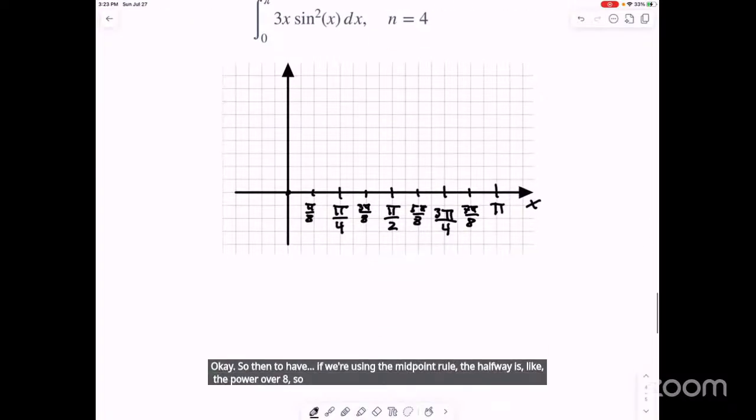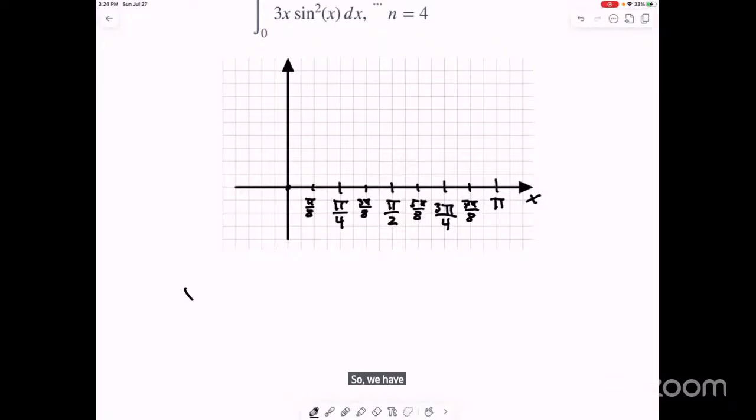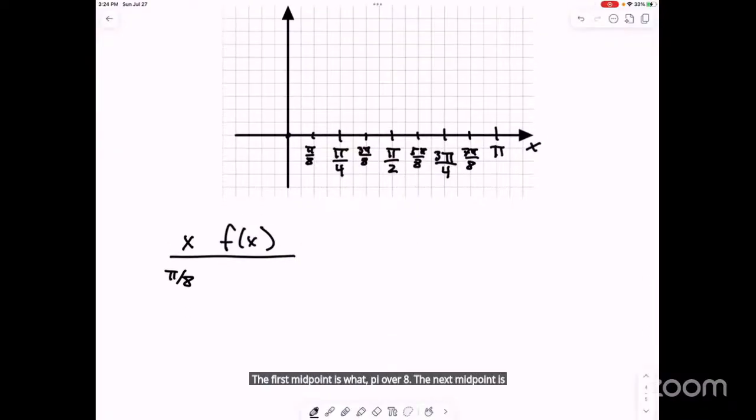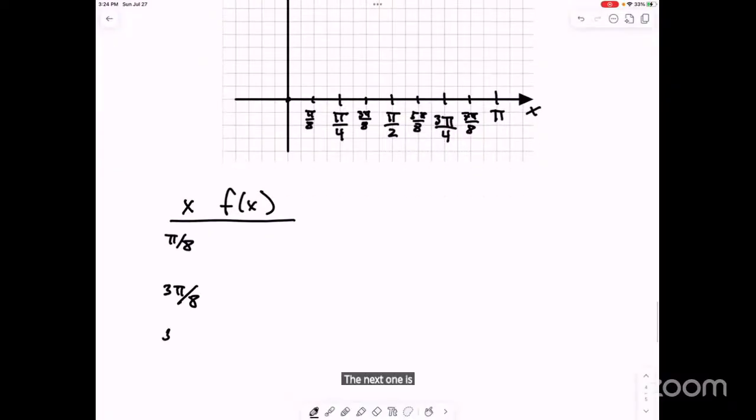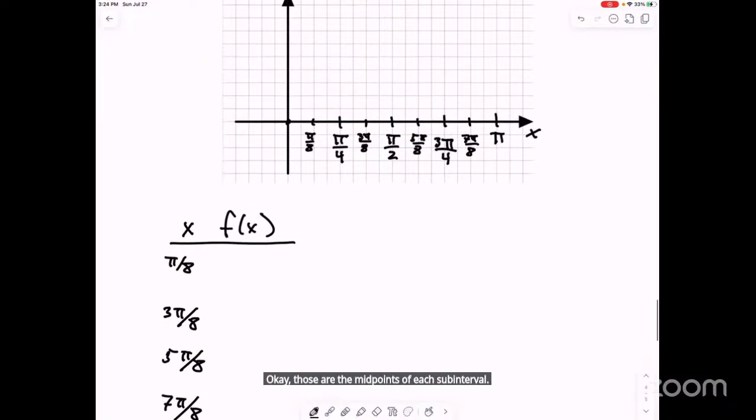So let's do our table. I felt like the table was a lot smoother. So we have x versus our f of x. If we're using the midpoint of each subinterval, the first midpoint is pi over 8. The next midpoint is 3 pi over 8. The next one is 5 pi over 8. And the last one is 7 pi over 8. Okay, those are the midpoints of each subinterval. So then we need to find the corresponding y.